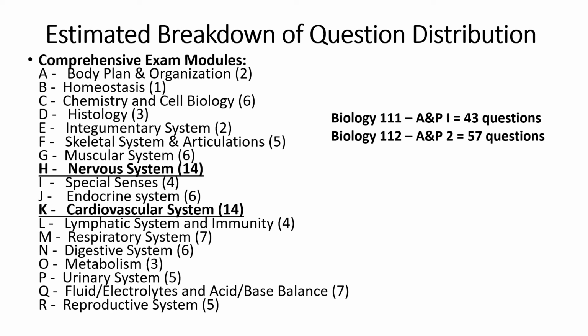Of note, 2 systems receive the most questions. Almost 1/4 of the test focuses on the nervous system and the cardiovascular system. And then looking at the numbers, the next most common ones are the respiratory system, fluid and electrolytes and acid-base balance, then the digestive system, endocrine system, muscular system, chemistry and cell biology, and working your way down from there.